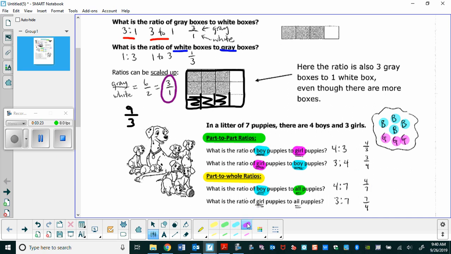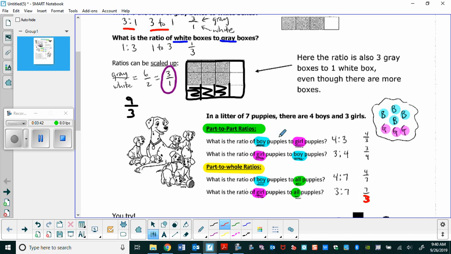Same thing now here, we can compare the ratio of girl puppies out of the total of all. And that's where you're going to see the 3 out of 7. Oh, whoops, I think I have a typo there. It should be a 3 over here. Let me fix that. So for the girls, it'd be a 7 over 3 right here. There we go. All right, cool.